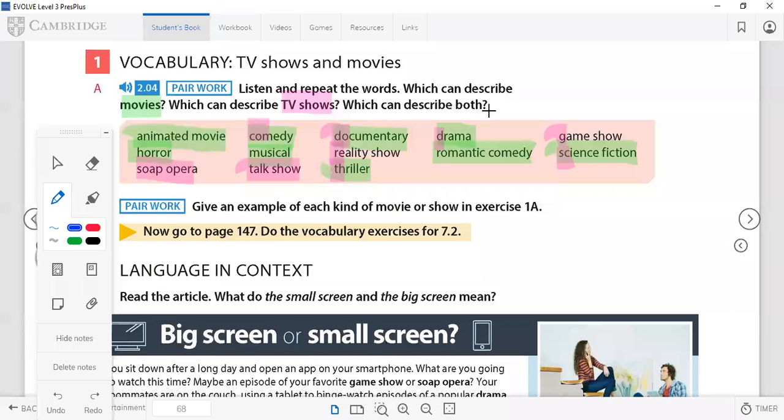So both, it can be comedy, documentary, thriller, and science fiction. So those are for both. I remember that thriller means suspense. So I guess that the others are easy, no?